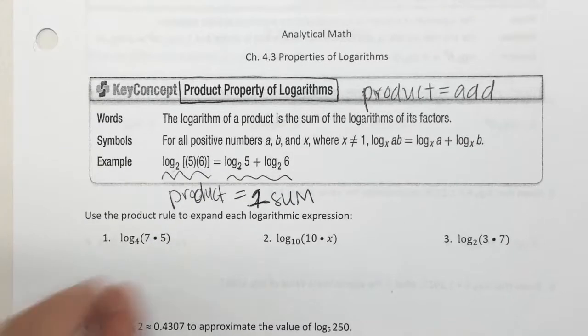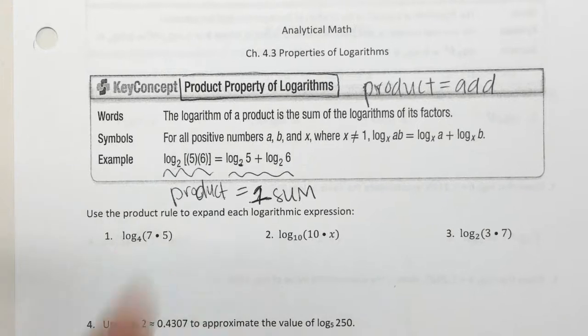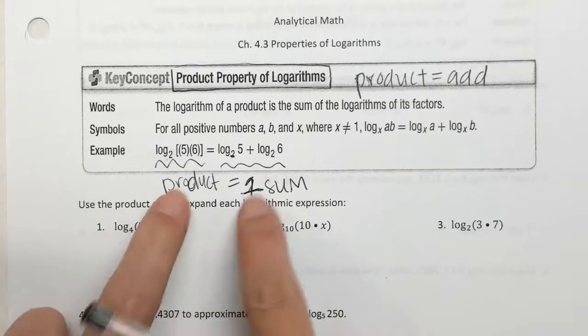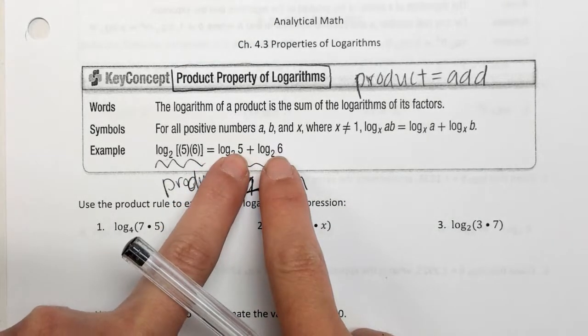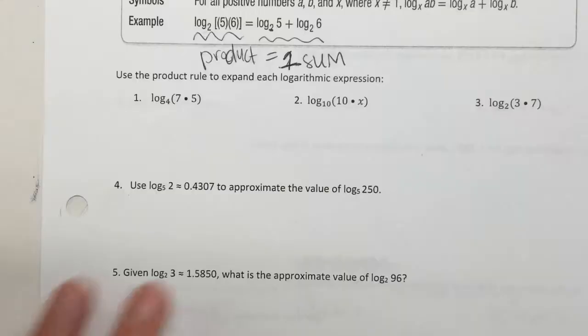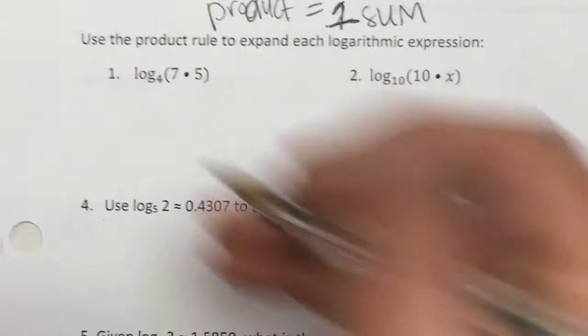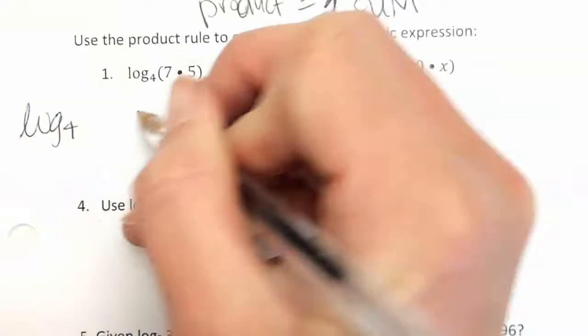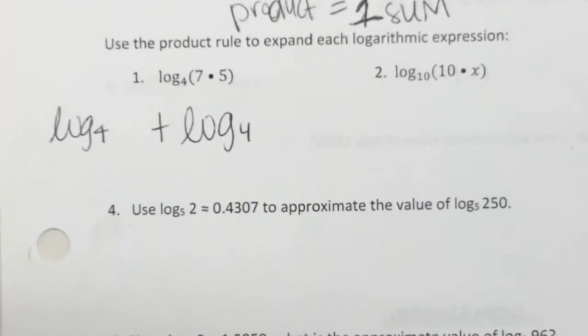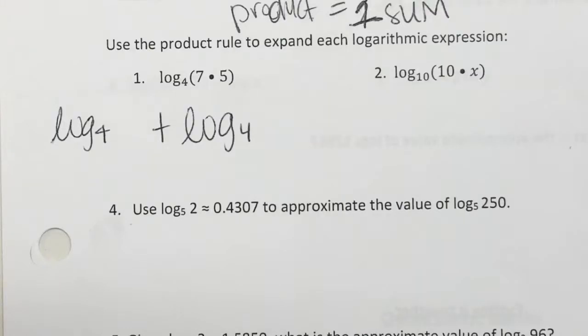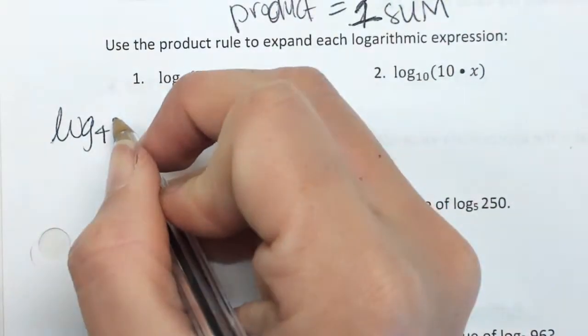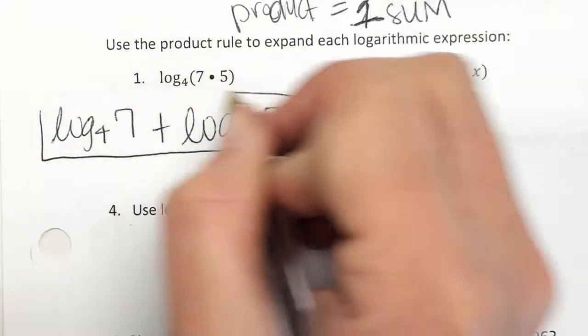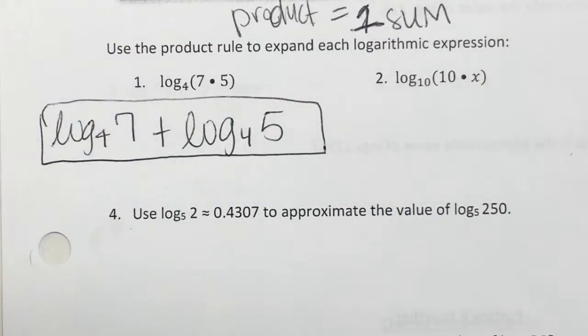So what we're going to do is use the product rule to expand. Expand means it's going to get larger, correct? So we're going to go from one problem, a product, to 2 different logs, making a sum. The base does not change, so you can go ahead and write log 4 plus log 4. You just split the numbers up. And just like Antonio said, it'd be log 4 of 7 plus log 4 of 5. That's it. We're just expanding the logarithm.